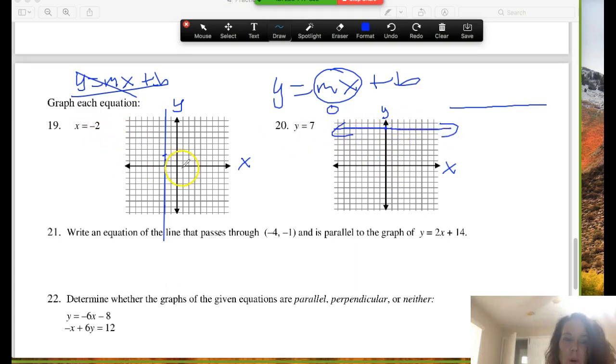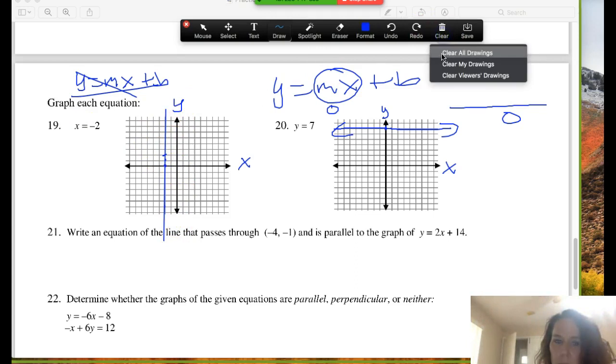Okay, so go where x is always -2 and make the line. Here, go where y is always 7 and make your line. So y equals 2 is going to be that horizontal line. The slope is 0. x equals 2 is going to be that vertical line. The slope is undefined. Let's go ahead and look at 21.